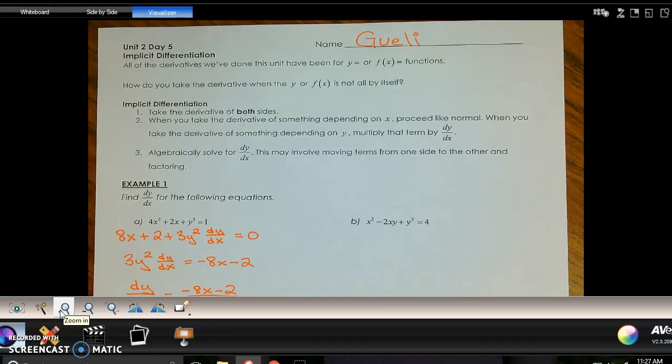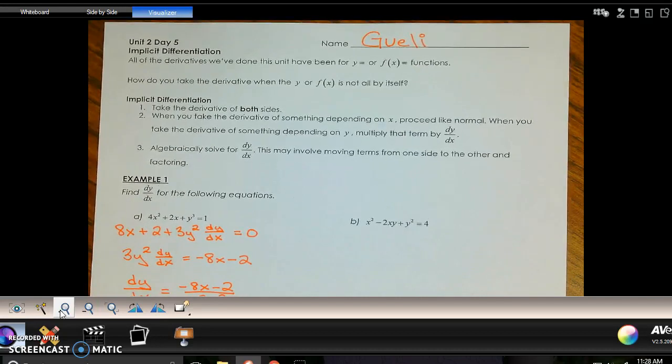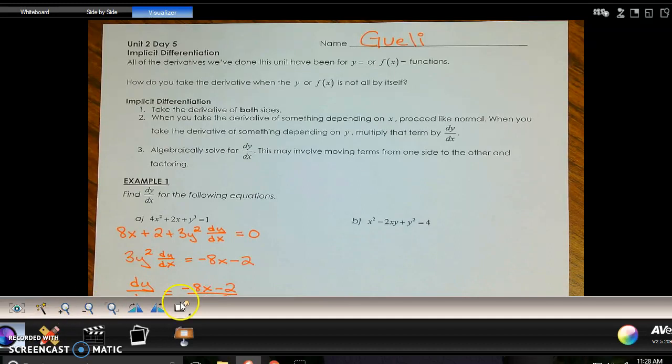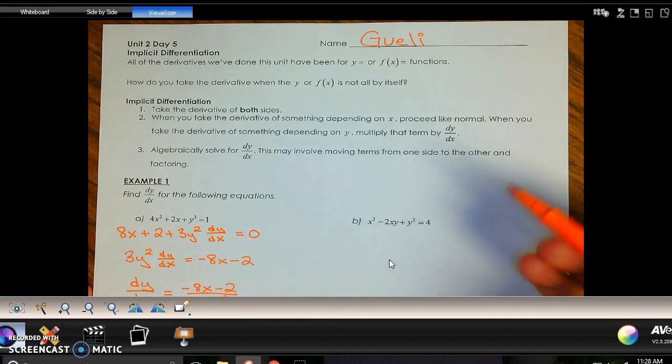Okay, so remember the big deal with implicit differentiation is that you have more than one variable. And so what we want to do is basically take the derivative with respect to another variable, and then we are going to be able to solve. Okay? So in this, I'm going to do part B here.